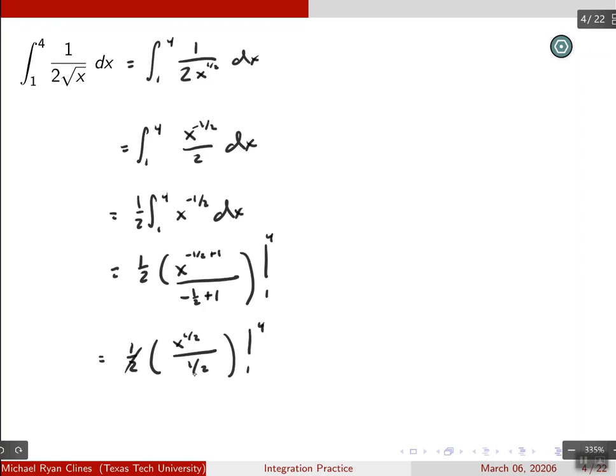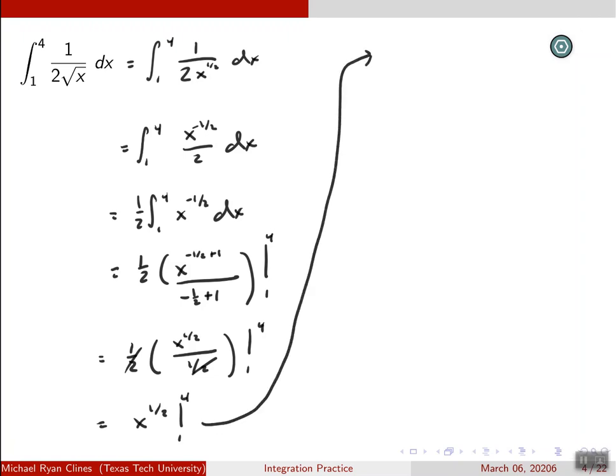I'm just going to cancel those. That's equal to x to the 1/2 from 1 to 4. Now that's our antiderivative, x to the 1/2. All we did was pull the constant out in front, rewrite that 1 over the square root of x as a fractional exponent, do the power rule, and now we are left with the square root of x from 1 to 4.